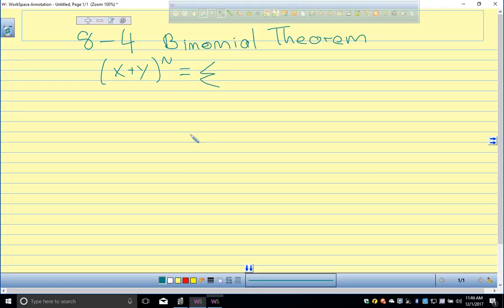It looks really ugly. You have this symbol, which means add them all up: the sum from r equals 0 to n of n C r, x to the n minus r times y to the r. Isn't that simple? No. It's not as bad as it looks, okay?